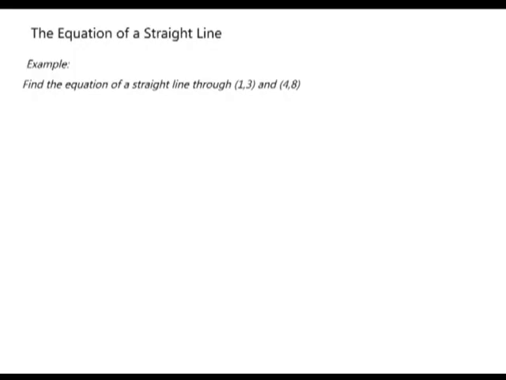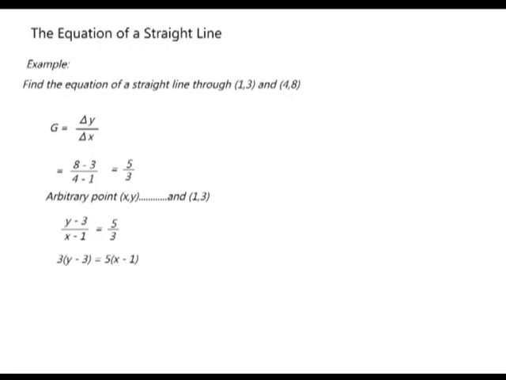First, we find the gradient. Gradient is change in y over change in x. That is 8 minus 3 over 4 minus 1 will give us 5 over 3. We then take an arbitrary point x, y and any of these 2 points. So let's take 1, 3. Y minus 3 over x minus 1 we equate to the gradient 5 over 3. Cross multiplication, 3 times y minus 3 is equal to 5 times x minus 1.